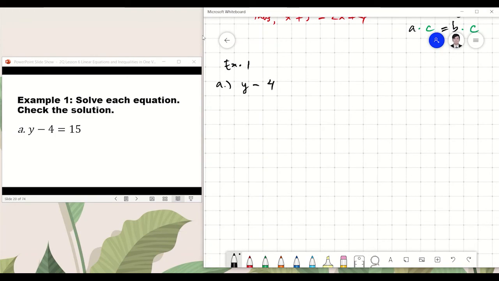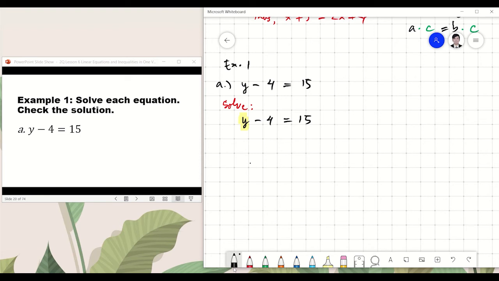This is y minus 4 is equal to 15. And we are asked to solve. So ano yung goal natin? Di ba hinahanap natin kung ano yung value ng ating variable. Yung variable natin ngayon is y. Kaya yung goal natin ngayon is to isolate the y. That's what we will do. Isolate means wala dapat siyang kasama kung saan siya na side ng equation.